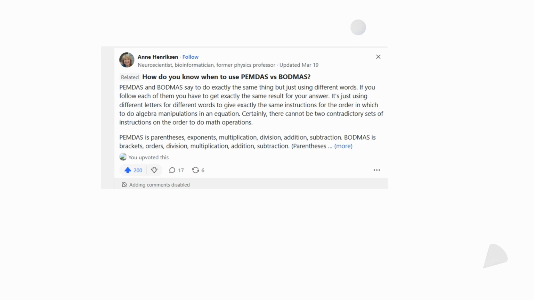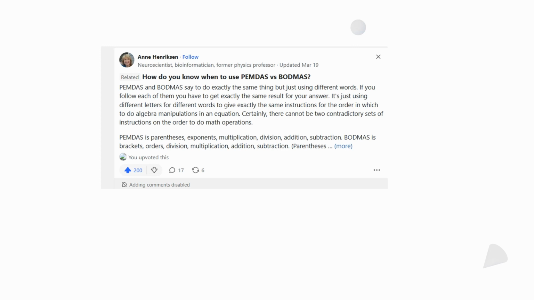Now, this one I just thought was very interesting because this is coming from someone who's listed here as a neuroscientist, bioinformatician, former physics professor. So this is somebody that should know what they're talking about, and they do. And they're mentioning the fact that PEMDAS and BODMAS are the same thing. They do exactly the same thing, but they're using different words.